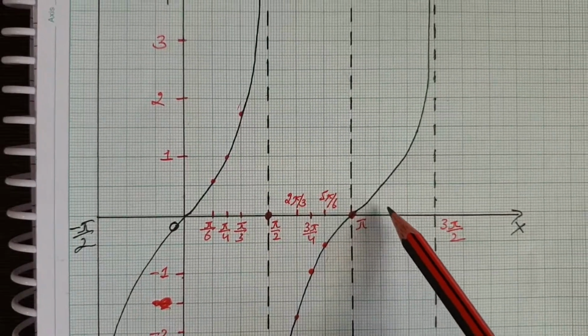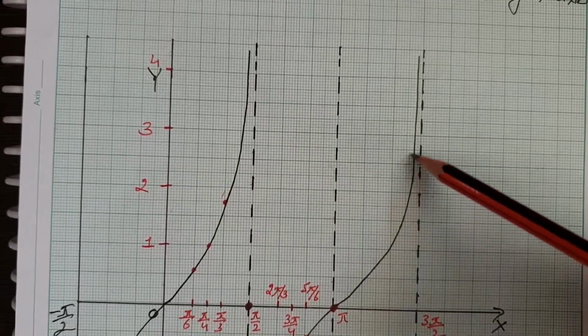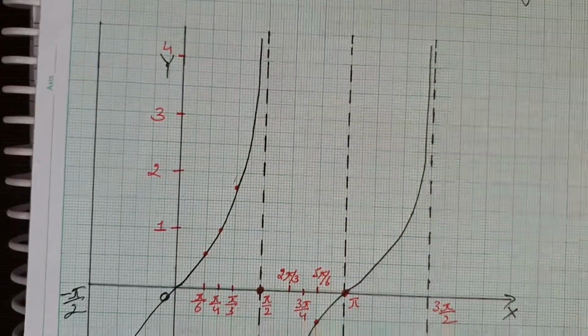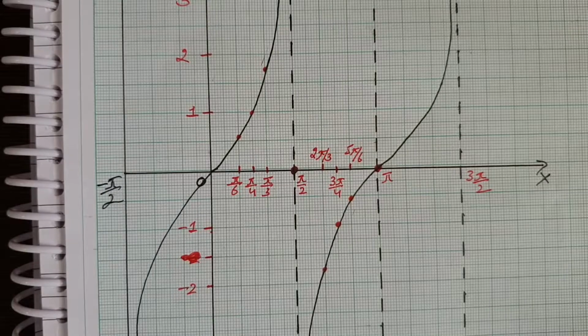At pi this becomes 0, and again at 3 pi by 2 this will be infinity, so this will not be joined to it.